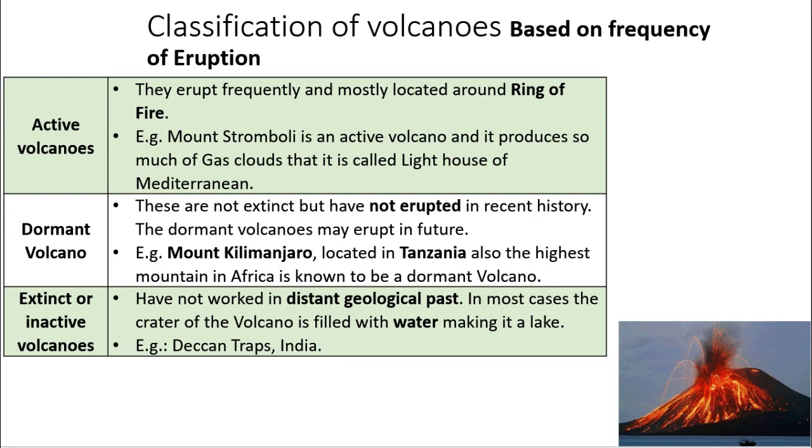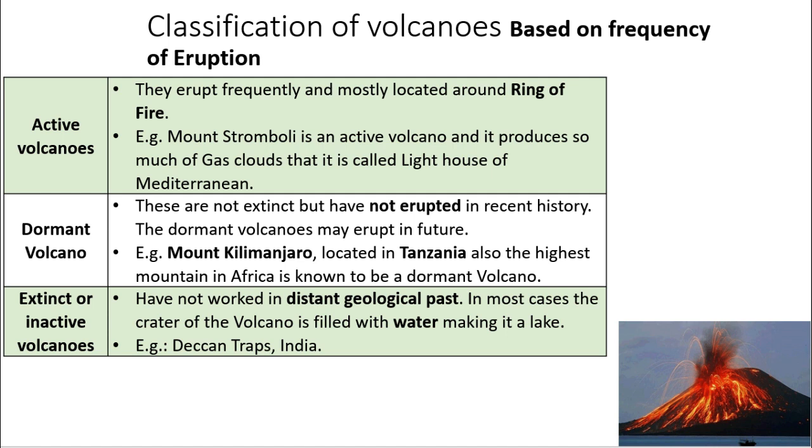Classification of volcanoes based on the frequency of eruption. Active volcanoes. They erupt frequently and are mostly located around the Ring of Fire. E.g. Mount Stromboli is an active volcano that produces so many gas clouds that it is called the lighthouse of the Mediterranean. Dormant volcano. These are not extinct but have not erupted in recent history. The dormant volcanoes may erupt in the future.